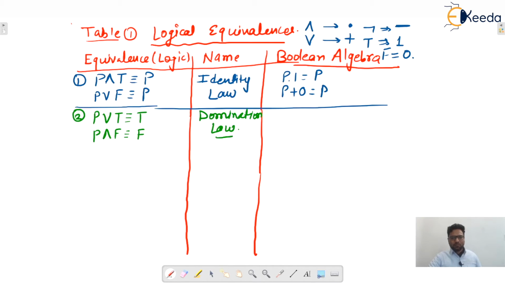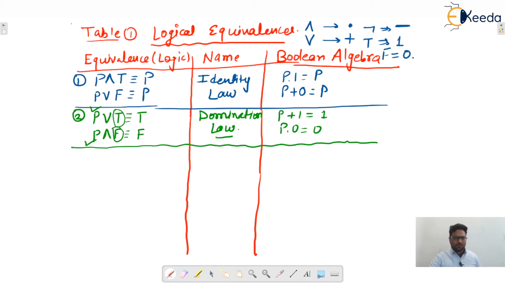Why is it known as domination? Because true is dominating over P. Here false is dominating over P. That's why it is known as the domination law. So in Boolean algebra, we can write it like this: P plus 1 is equal to 1, and P dot 0 is equal to 0. That is your second law, isn't it? Third one, write down the third one.